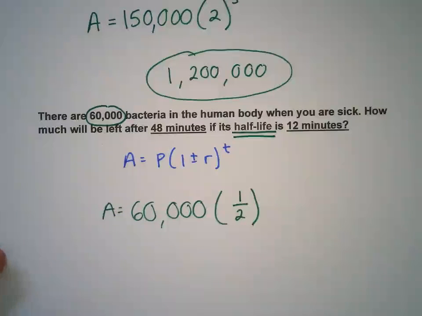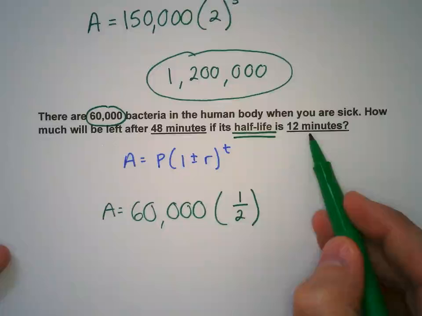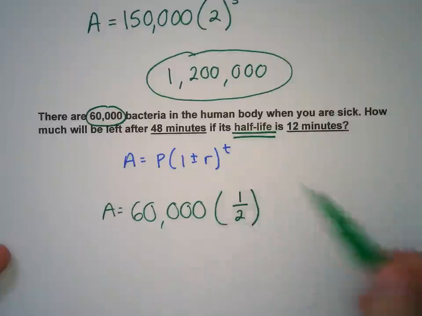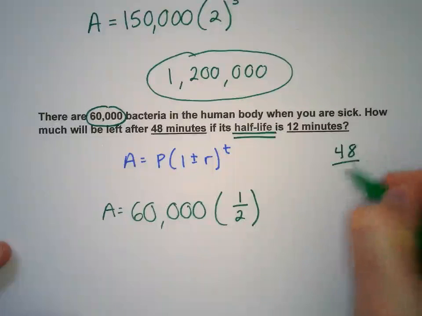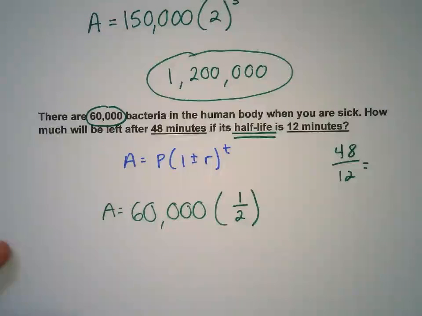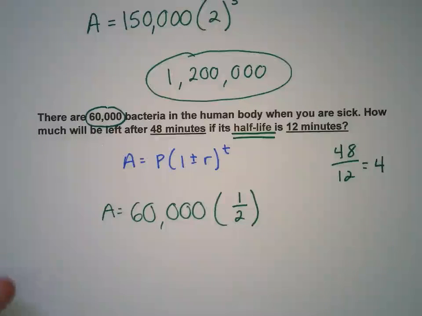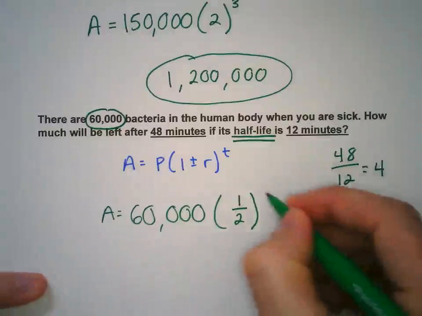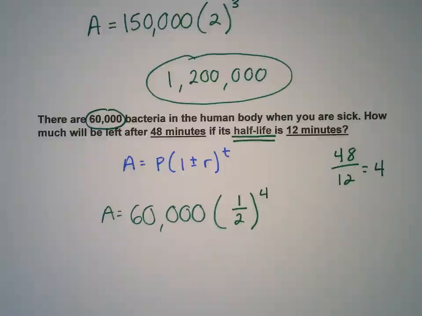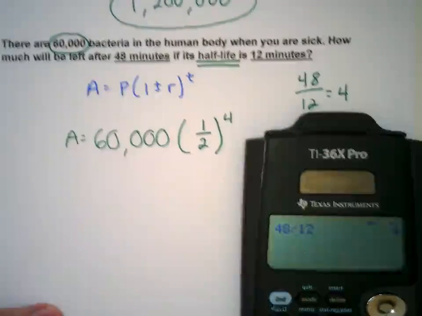Now, how often does a half-life happen? Well, it happens every 12 minutes. Well, if a half-life happens every 12 minutes, how many times is that half-life going to occur in 48 minutes? Well, what we do is we divide. 48 divided by 12. And that's going to tell us how many times a half-life happened in 48 minutes. So when you plug that into your calculator, you'll get 4. So 4 half-lives happen in a matter of 48 minutes. So you're going to put a 4 up there for time. So notice again how I got that 4: I just divided 48 by 12.